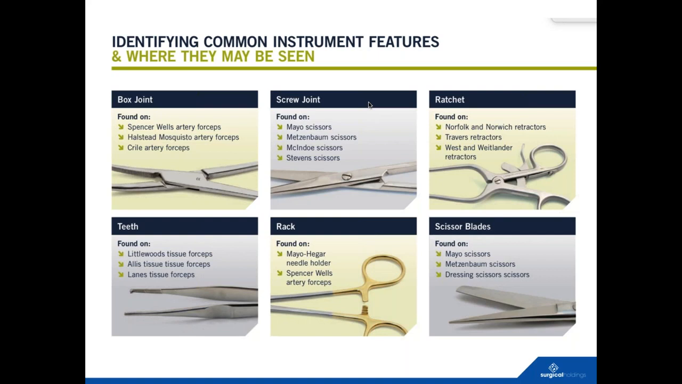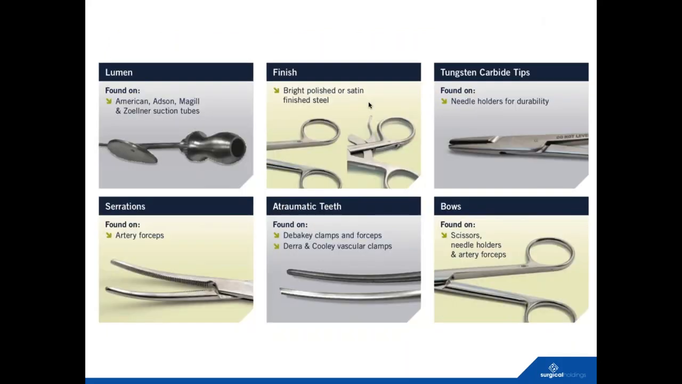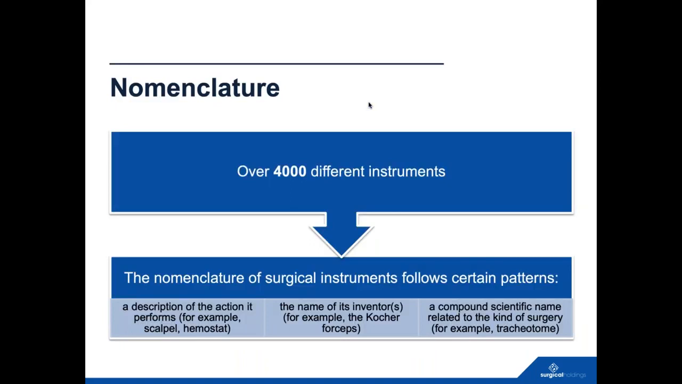And I've got a couple of slightly more detailed images a bit further on. Racks, as we've just mentioned from the previous slide, are found on needle holders, artery forceps, and of course, funnily enough, on scissor blades. Lumen is a term that you'll probably hear quite a lot, and that's probably, as I mentioned, more akin now to single-use suction tubes. Then differences in serrations and teeth. Obviously bows would be found on scissors.